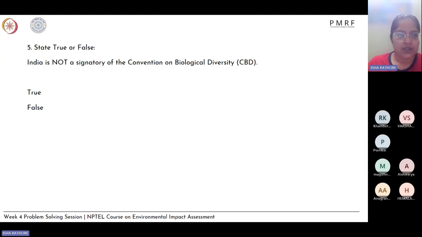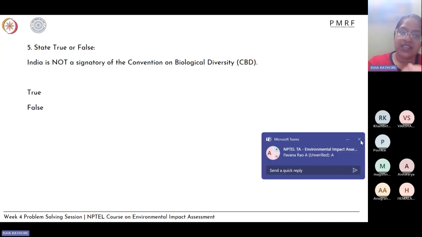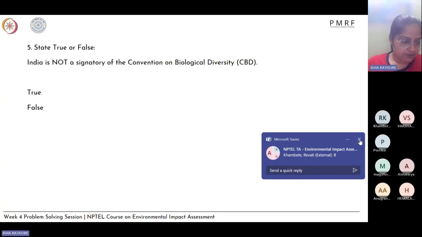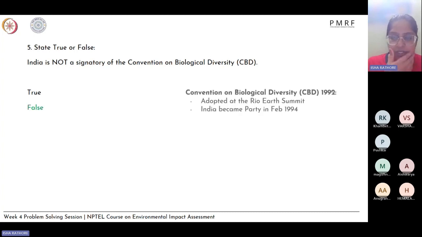So the statement says India is not a signatory of the Convention on Biological Diversity. That is, India has not signed onto this particular convention. So this is a negative statement, basically. So the statement is false.